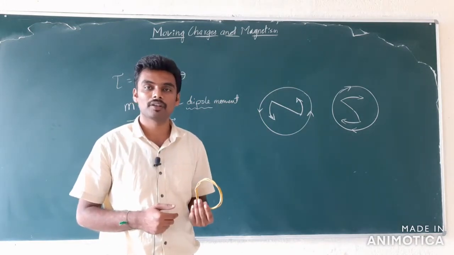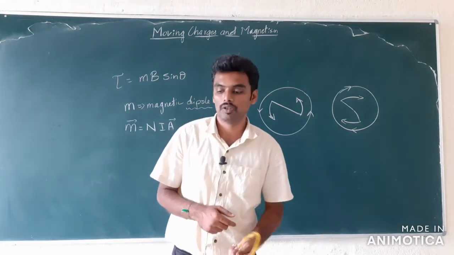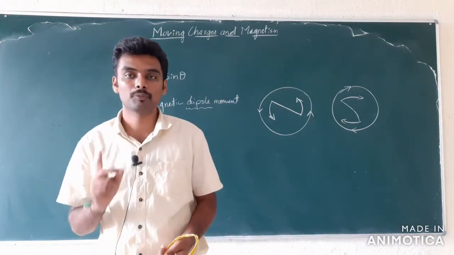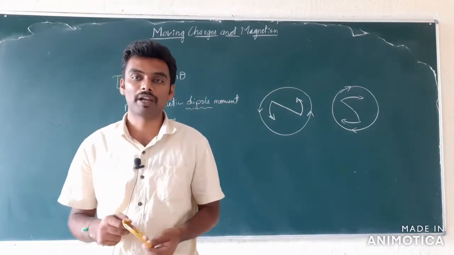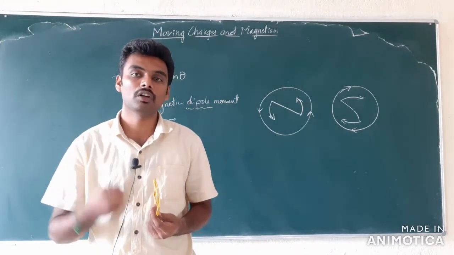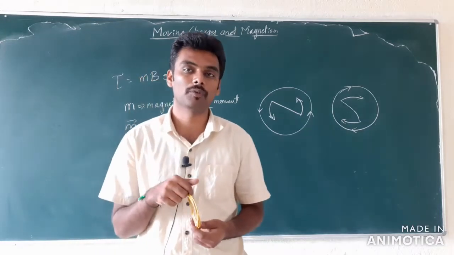Clear with the concept? Similar to an electric dipole, where we have two poles, positive and negative, here also we will have two poles of magnetic property. One is the north pole and the other is the south pole.